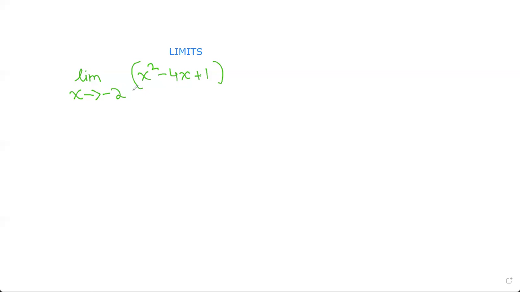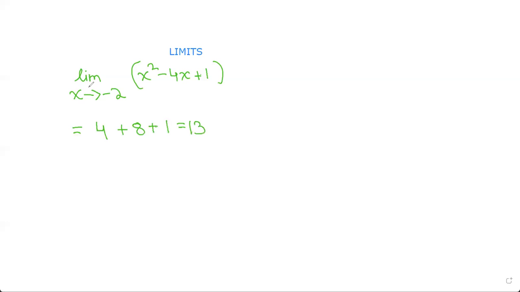So now what we do is, when they ask us to find the value of this, you just substitute minus 2 into this function. So it's similar to functions, but then it changes a bit as we move. So minus 2 whole squared is 4, plus 8, plus 1, which is equal to 13. So 13 is our answer.